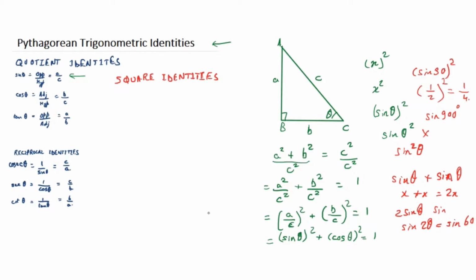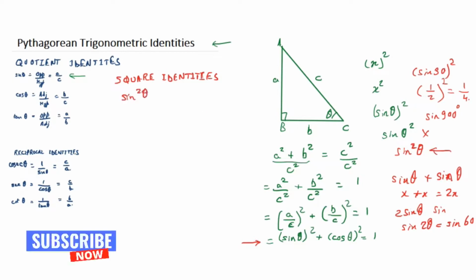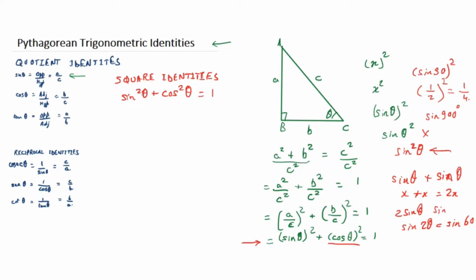So the first identity is (sine theta) whole square, which is written as sine square theta, plus (cos theta) whole square, written as cos square theta, is equal to 1. If you square the ratio of sine theta and the ratio of cos theta and add them together, you're always going to get 1. That's what this identity says, and we can prove it later if you want by taking actual numerical values.